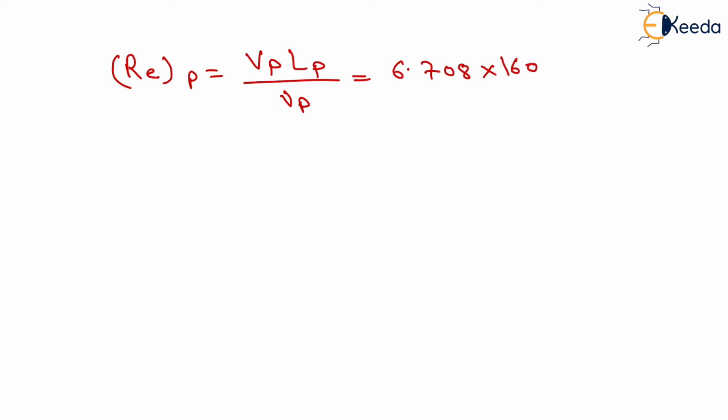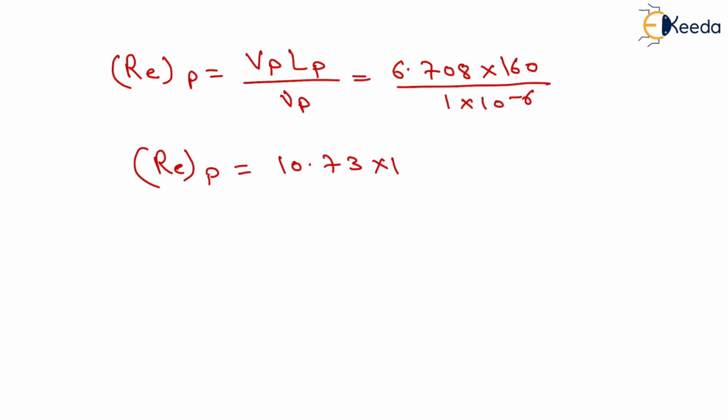Now Reynolds number for prototype will be equal to velocity of prototype into length of prototype upon kinematic viscosity of prototype. So it will be equal to 6.708 into 160 divided by 1 into 10 to the power minus 6. So Reynolds number for prototype will be equal to 10.73 into 10 to the power 8.